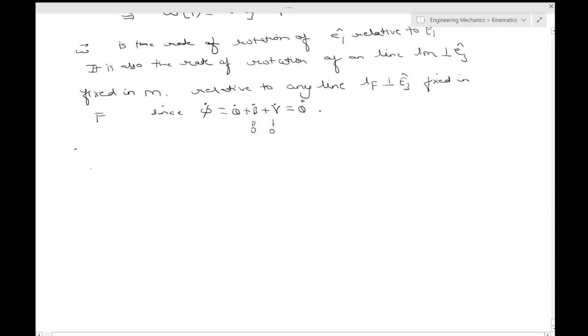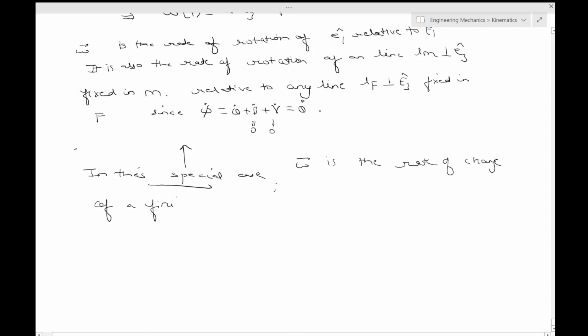So in this special case, what's the special case which we have just discussed? Omega is the rate of change of a finite angle theta.